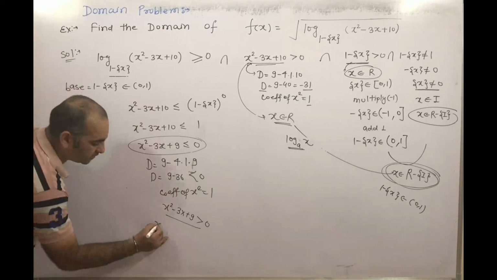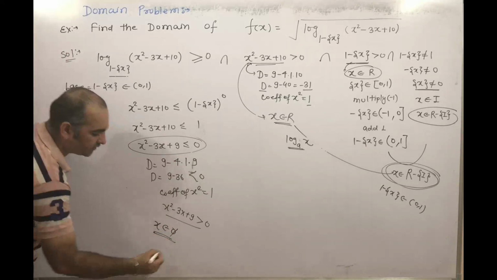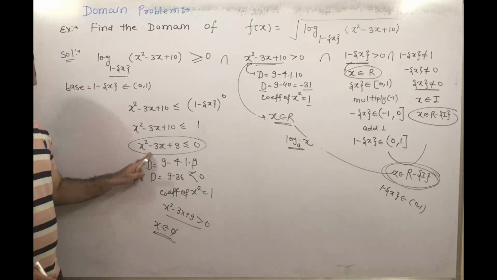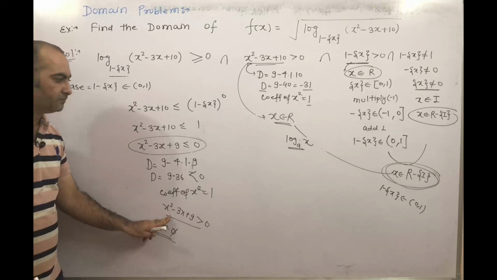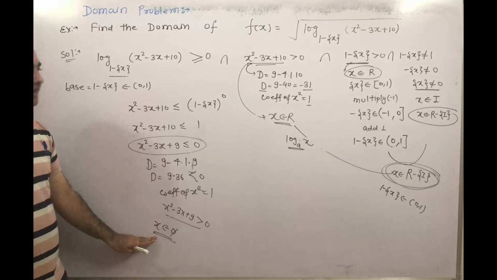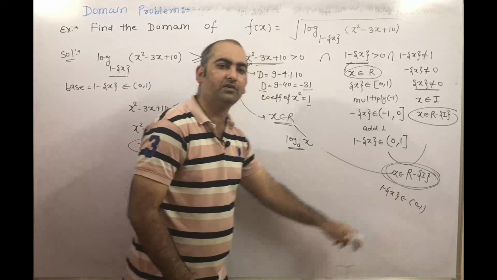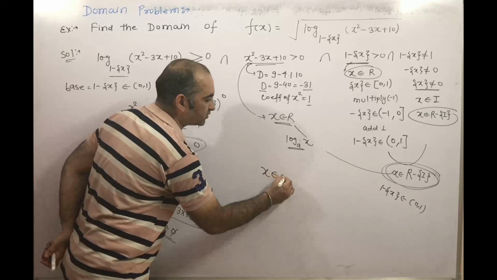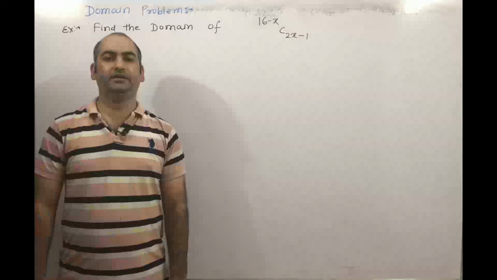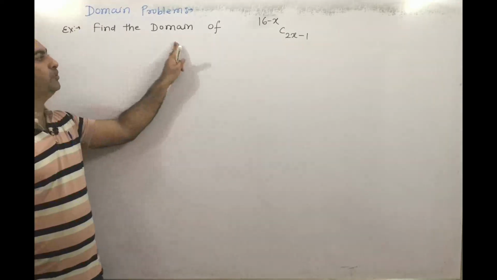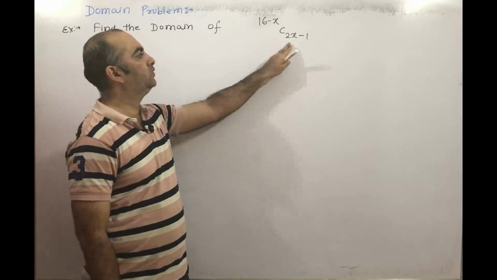So from here, x belongs to the empty set. There is no value for that, because this is always positive. So if we take the intersection between this one and this one, we get the empty set. So here the answer is x belongs to the empty set.